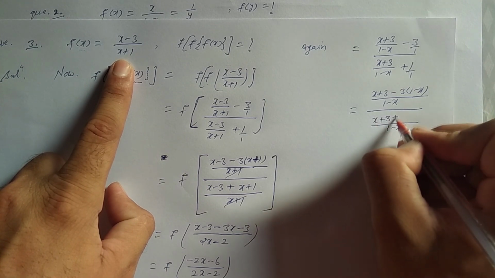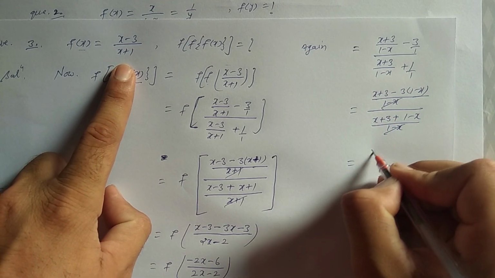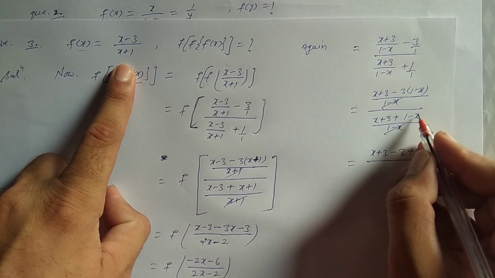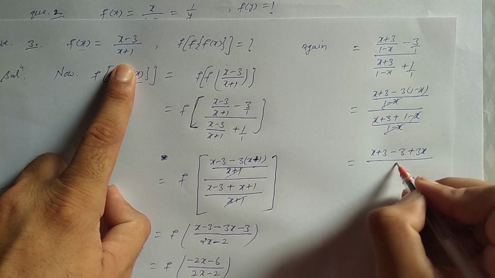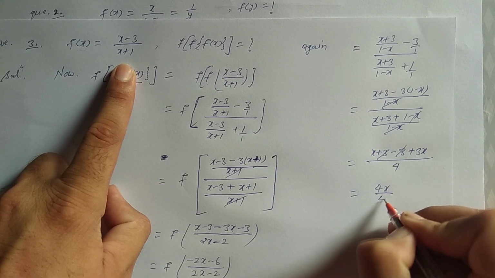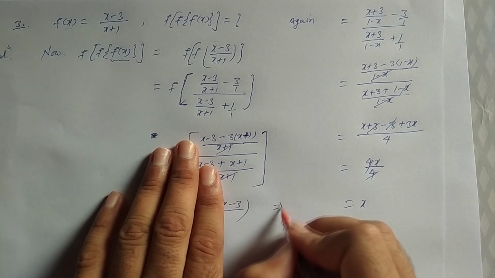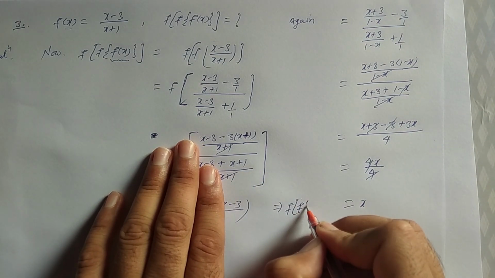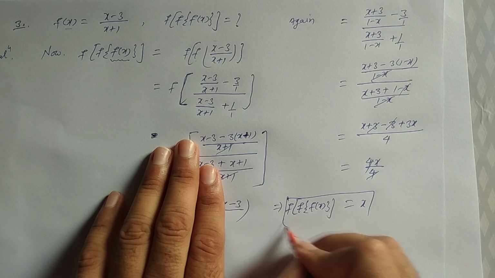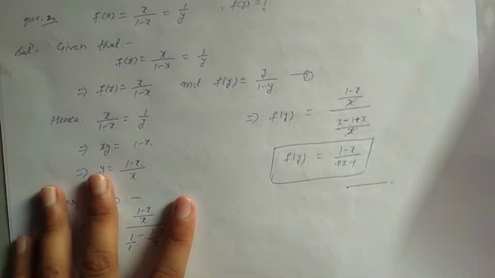And the denominator is x+3 plus (1-x), upon LCM. The LCM cancels out. The numerator is x+3-3+3x, and the denominator is 3+1, which is 4. So 4x by 4, and 4 and 4 cancel out, which is equal to x. This implies f of f(x) is x. That is the answer. Next question, fourth.